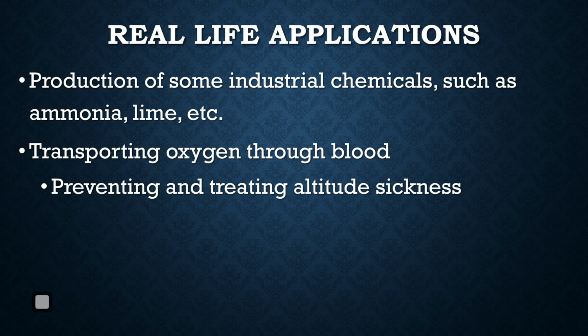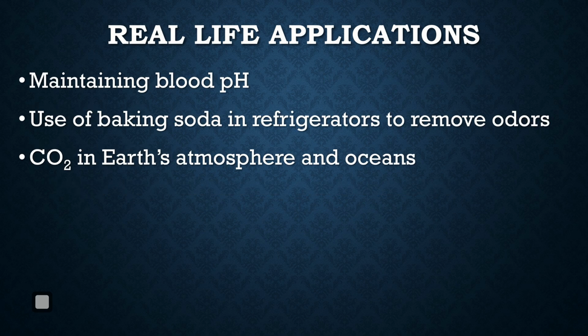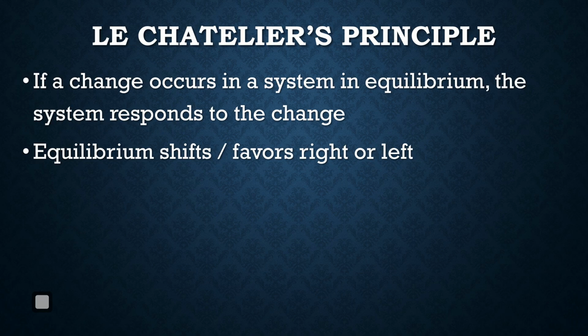The movement of oxygen through your blood is very important, obviously, in this example, to treating altitude sickness. It also maintains blood pH. Baking soda in refrigerators removes odors. Then there's carbon dioxide in Earth's atmosphere and oceans. Obviously, there's a certain amount that goes in the atmosphere and a certain amount in the oceans. That's all at equilibrium.